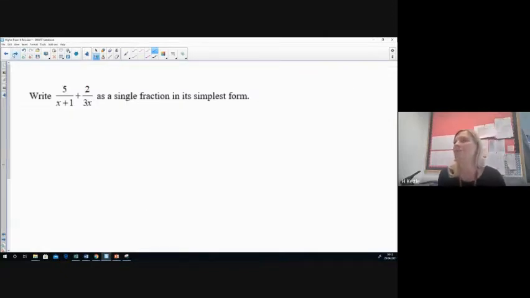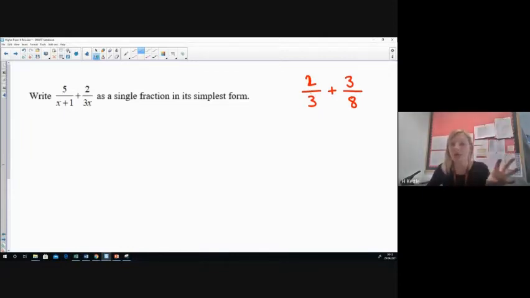Okay, write this fraction as a single fraction in its simplest form. Now we know that when we add fractions normally, so let's do a nice straightforward number one for you just to remind you. Let's do 2/3, add 3/8, for example. If we want to add this, we need to make the denominators the same. Now we make the denominators the same for adding and subtracting. For timesing, we just do top times top, bottom times bottom. And for dividing, we keep change flip.